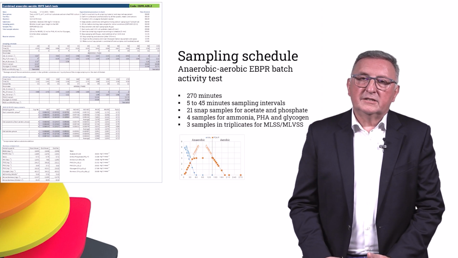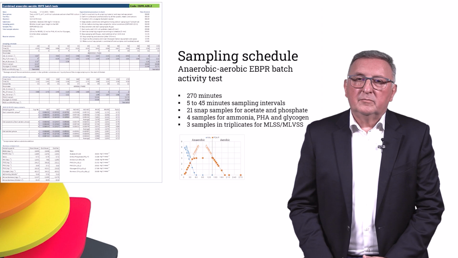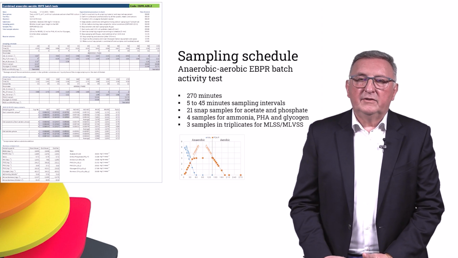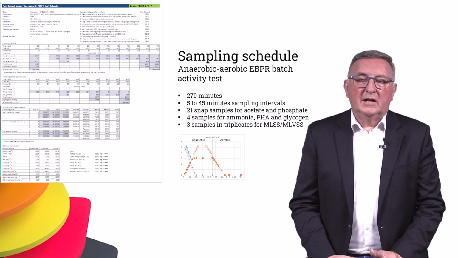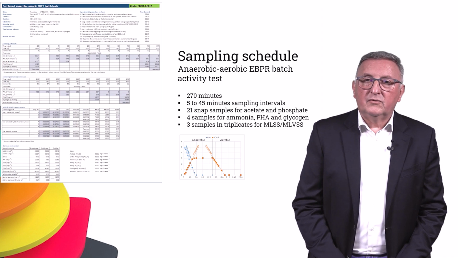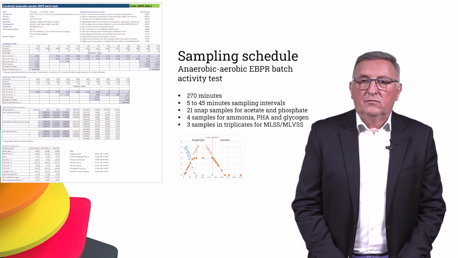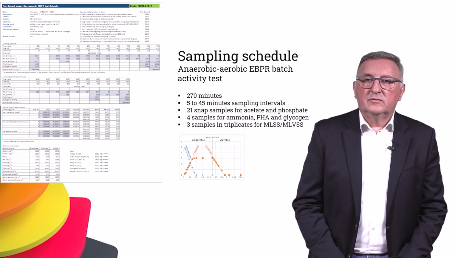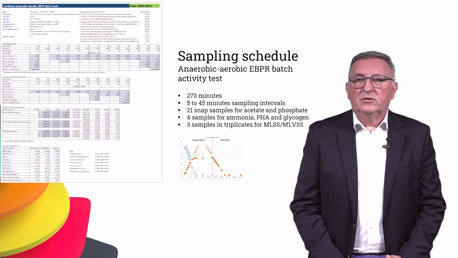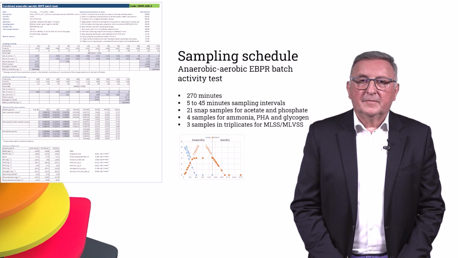As I said, as the test continues, the need for more frequent sampling is less, so we can take samples at 10 or 15 or 30 minute intervals, and at the end a 45 minute interval. In total, we took 21 SNAP samples for acetate and phosphate, because these were the two most interesting parameters that we need to follow in this test.